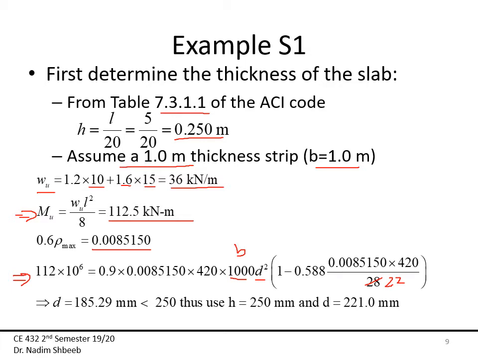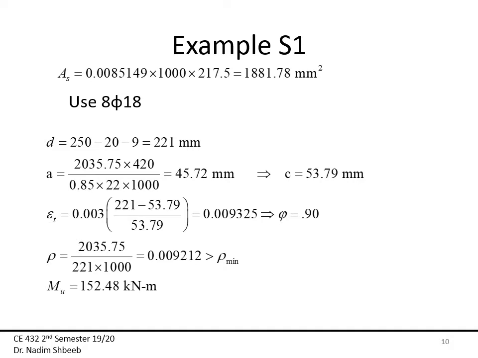So D now will become 185.29, which is less than 250. So here actually what controlled was the deflection and not the flexure, by the way. So I'm going to use H to be 250 millimeters, which will give me a D of 221 millimeters. Now, after establishing the width, I'm going to calculate the area of the reinforcement.